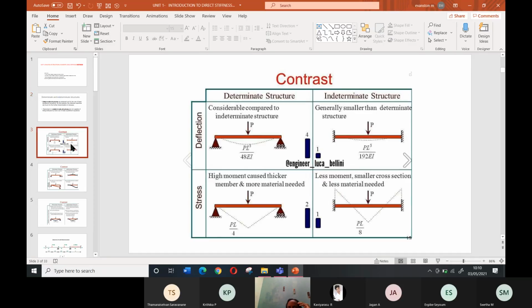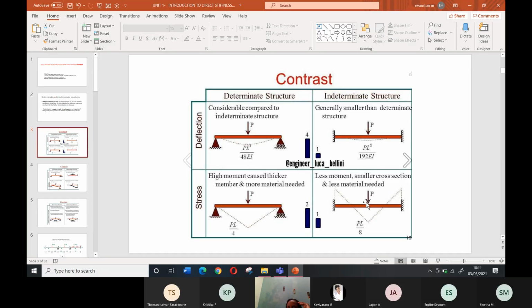So for determinate structures, for example, the simply supported beam is a determinate one, and the reactions you can find out using the equilibrium equations. But in the case of a fixed beam, it's not like that. You can't find out the reactions using the equilibrium equations. So that is called an indeterminate structure.